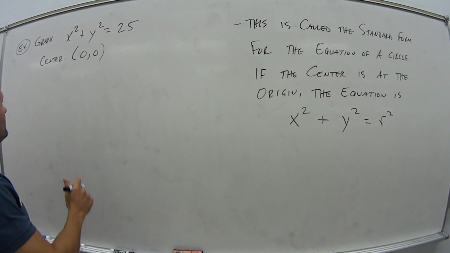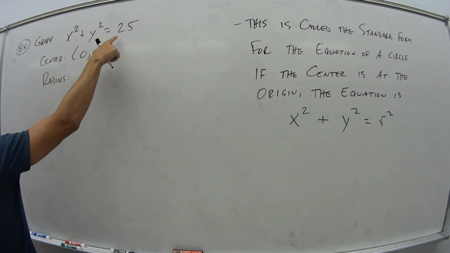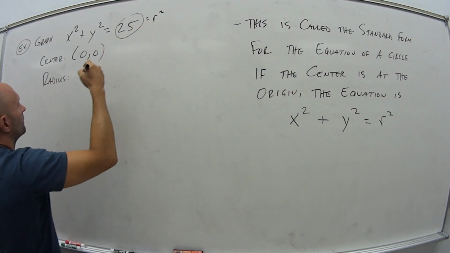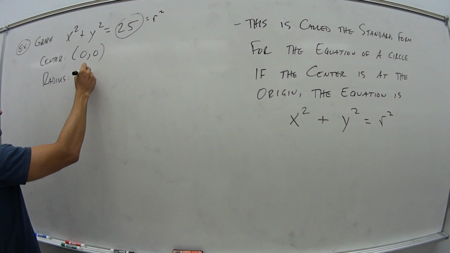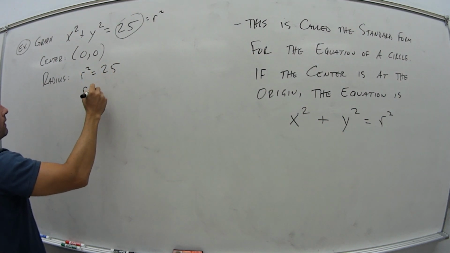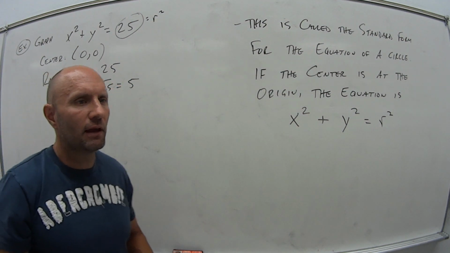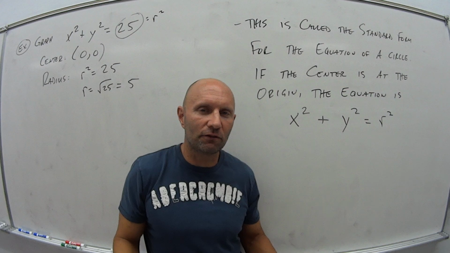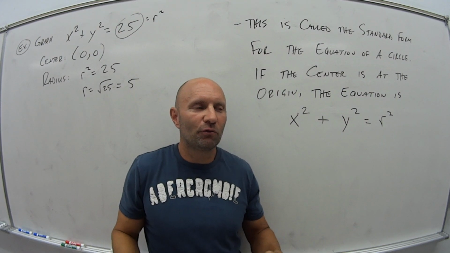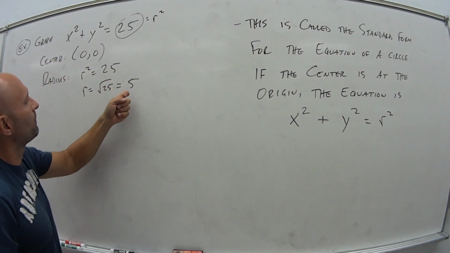Now I need the radius. This number here is r squared. So r squared is 25, which means r, my radius, would be the square root of 25, which would just be 5. Now you're saying, well, wait, why don't we do plus or minus? Well, radius is a distance measure. So we don't have a negative 5 distance. We're only really worried about the positive value here.